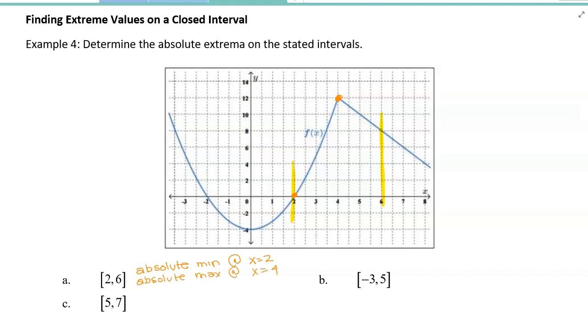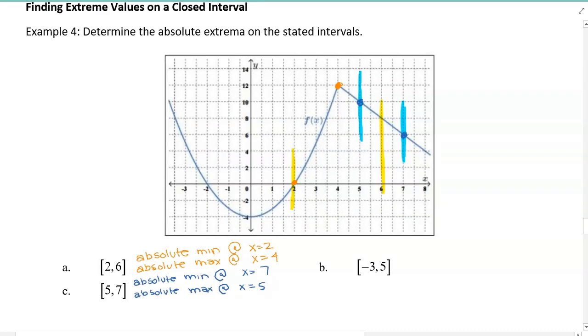Next, we will look at the interval 5 through 7. We just want to find the absolute max and the absolute min. Well, this one's not too bad. The absolute min is going to occur right here at x equals 7, and the absolute max is going to occur here at x equals 5. These produce the smallest y value and the largest y value respectively.